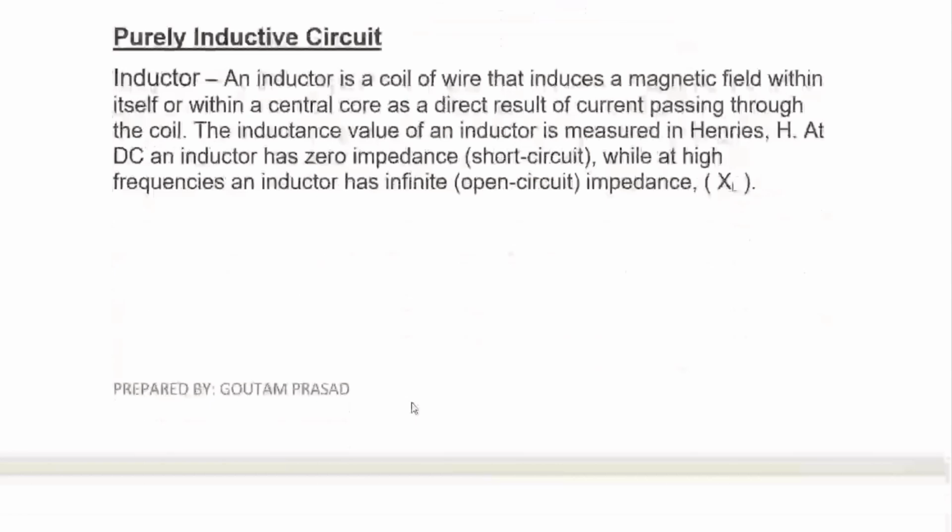Now let's try to understand purely inductive circuit. So in the case of inductive circuit, in DC the inductor has zero impedance. That means short circuit, opposite to the behavior of the capacitor. While at high frequencies, inductor has infinite, that is open impedance. Again, just reverse of the capacitor. Okay, in the case of high frequencies, capacitor was behaving as if it is a short circuit, but here your inductor behaves as open circuit.